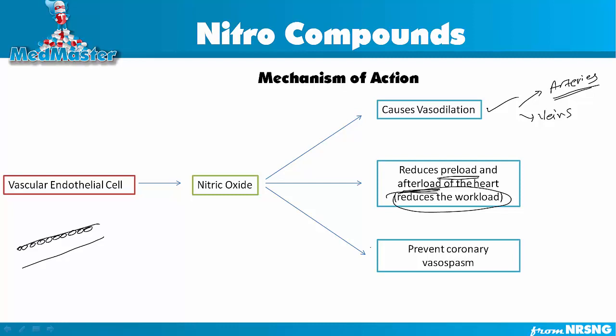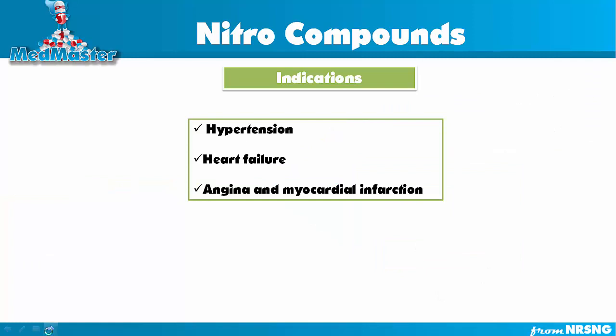Now there's a third action this nitric oxide has on our heart: it prevents coronary spasms. It causes coronary dilation. So these three mechanisms are important in order to understand these nitro substances. Let's go to the next slide, in which disease conditions we use them.